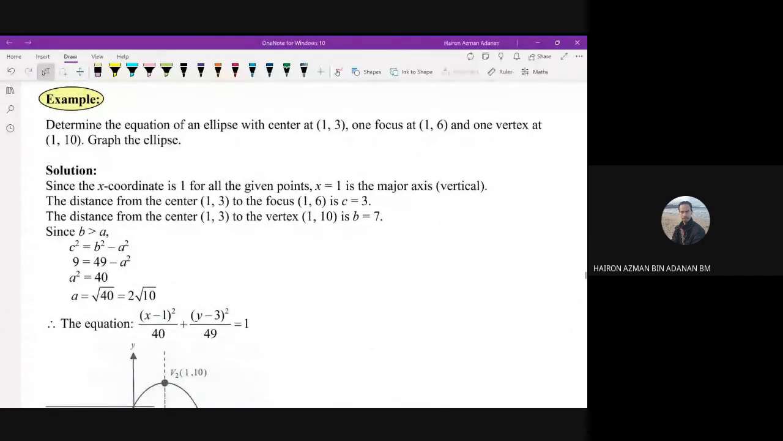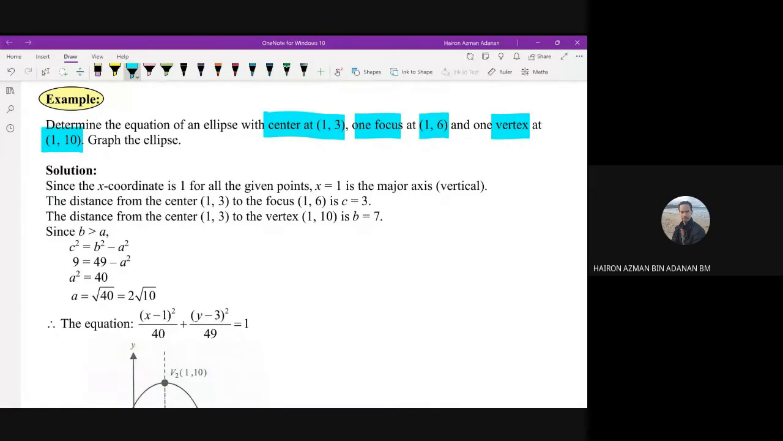Determine the equation of an ellipse with center 1, 3. So you are given the center here, 1, 3. One of the focus at 1, 6. Dia bagi one focus, 1, 6. And one of the vertex at 1, 10. So dia bagi tiga coordinate.